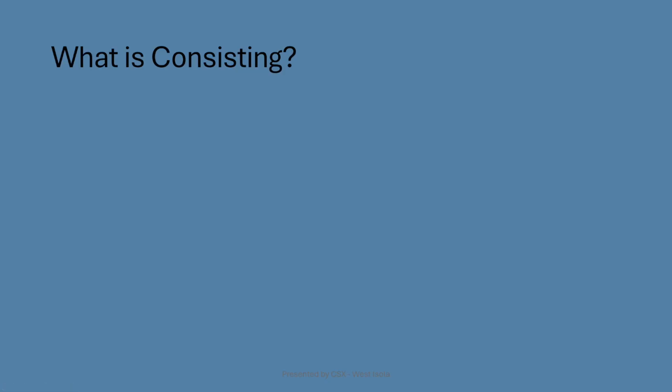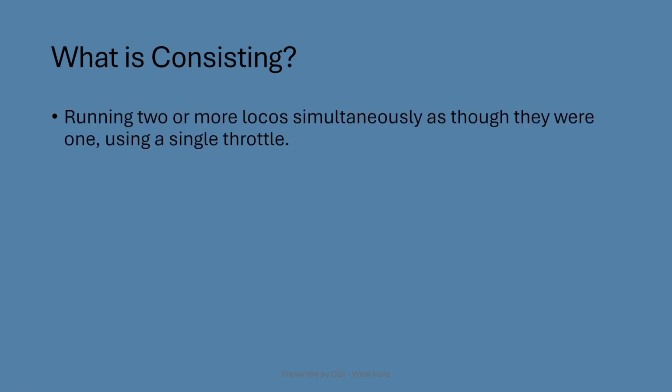So following on now, what is consisting? That's the first thing we're going to look at. For me, this is really what it's all about. It's the ability to run more than one loco at the same time, in effect as though they were just a single throttle. So you twist the throttle from speed step 0 to speed step 64, and all the locos in the consist will run at speed step 64, and they will run together and they will run consistently.